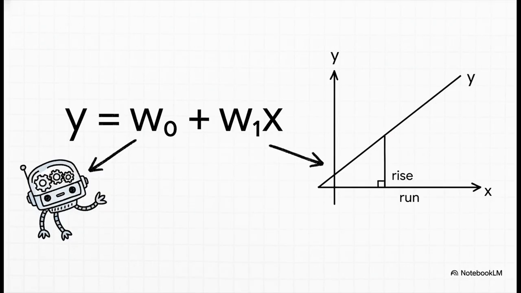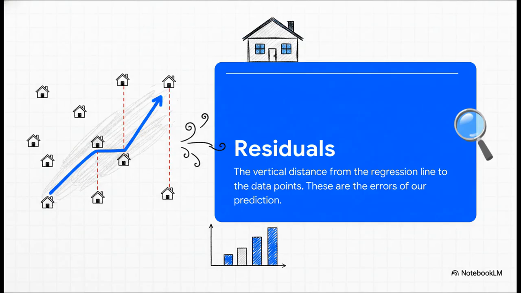Now, don't let the equation on screen scare you. It's just the recipe for a straight line. You probably remember something like y equals mx plus b from algebra class. It's the exact same idea. The model's job is to figure out the two magic numbers, w0 and w1, that define the perfect starting point for the line and the perfect slope or steepness. Of course, that line isn't going to hit every single dot perfectly. For each house, the distance between the actual price, the dot, and our line's prediction is called the residual.